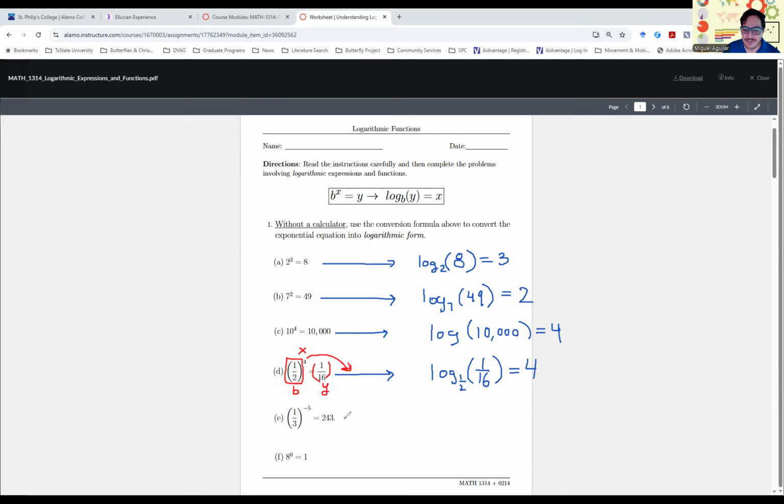Okay, let's do the next one. What are we going to write down for E? Log base 1/3, parentheses, 243, equals -5. That's correct.